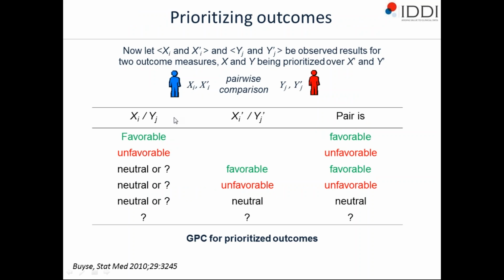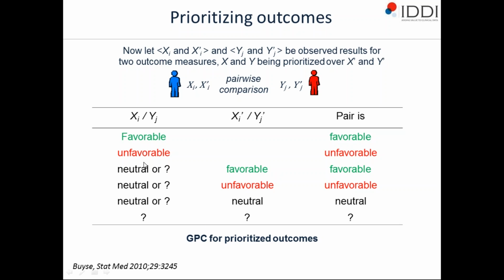Now, what about multiple outcomes? Because this is really where I think generalized pairwise comparisons can help. Suppose we now have 2 outcomes, xi and x prime i in patient i in the treated arm, and yj and y prime j in patient j in the control arm. And so now we're going to do the comparison between these 2 outcomes. The key here is that we have to prioritize the outcomes. We have to say X is a more important outcome than Y. So we're going to look at the pairwise difference between the patients in terms of X first. And if X is better for the treated patient than the control, we say that the pair is favorable. We don't even look at Y in that case.